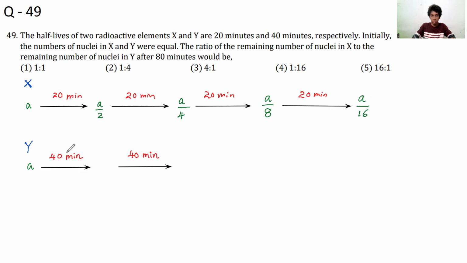Now let's consider Y. So after 40 minutes, the number of nuclei will be half. So therefore it will be A over 2. And after another 40 minutes, it will be A over 4. So therefore after 80 minutes, the number of remaining nuclei in Y will be A over 4. So they are asking for the remaining number of nuclei in X to the remaining number of nuclei in Y. So therefore X to Y ratio will be A over 16 to A over 4. So that will be 1 is to 4. So therefore, the correct answer is the second one.